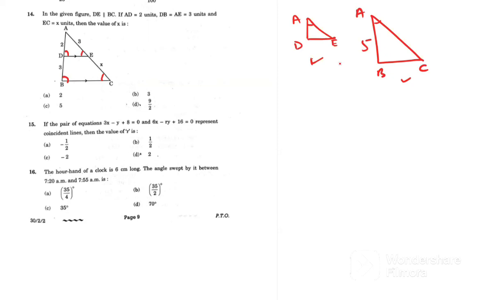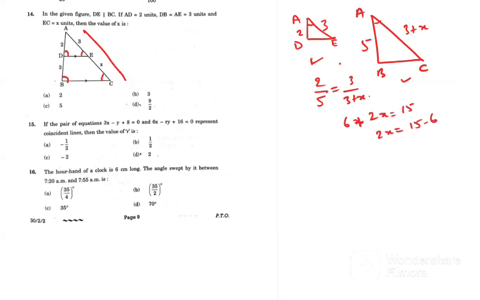And how much is AC? AC is nothing but 3 plus x, the complete distance from here to here, right? And AD is given to us as 2, and we are given AE as 3. So what I can write is 2 divided by 5 is equal to 3 divided by 3 plus x, right? Now cross multiplication will give us 6 plus 2x equals 15, or 2x is equal to 15 minus 6, therefore 2x is equal to 9, or x equals 9 by 2. So 9 by 2 is the correct option, which is option D. Alright, moving on to the next one.